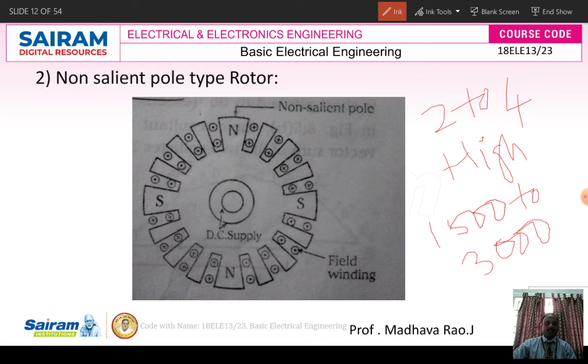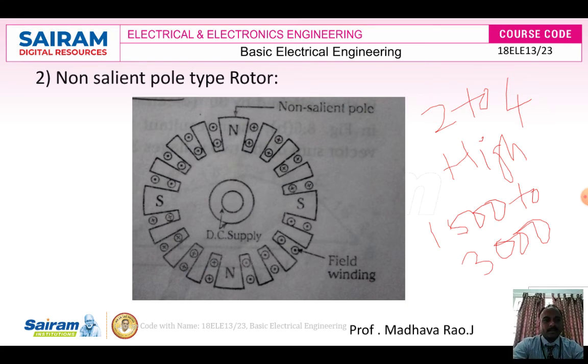Generally, these type of rotors are preferable for steam or thermal power plants. Steam power plants we can also call thermal power plants. So there we will use this type of rotors. So this is about non-salient pole type rotor.